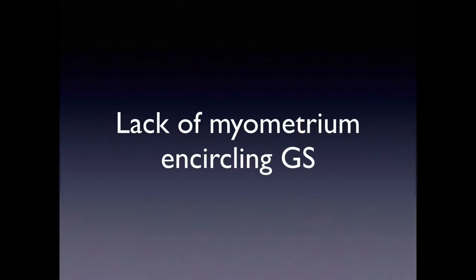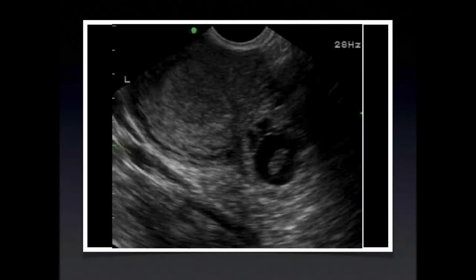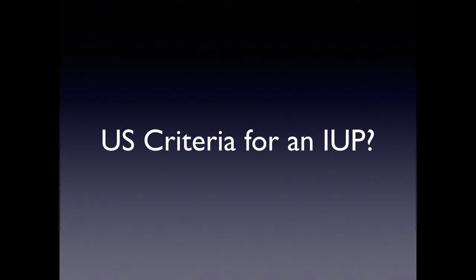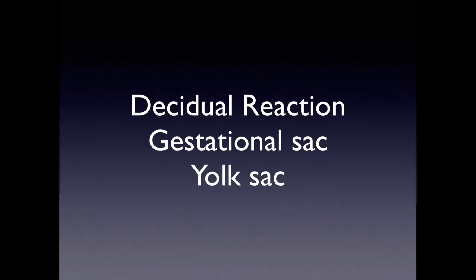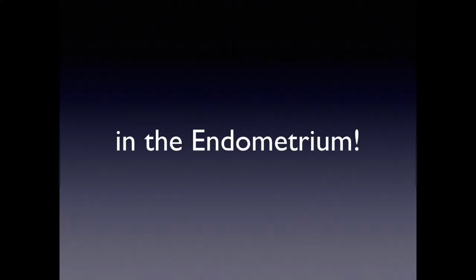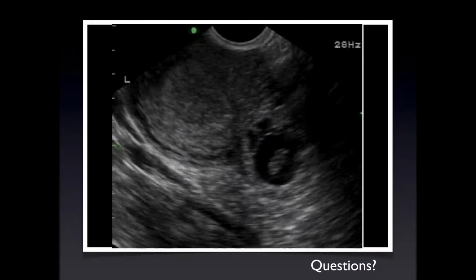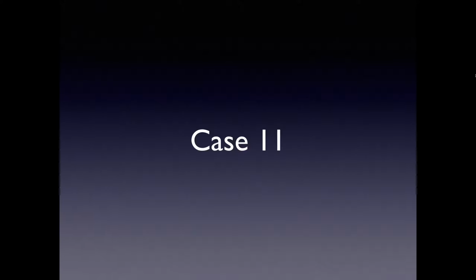We also have a lack of myometrium encircling the gestational sac. As you can see, the myometrium is over here, and there's almost no myometrium around the cornuate pregnancy. So ultrasound criteria for an IUP are decidual reaction, gestational sac, and yolk sac within the endometrium, not next to it. All right, next case. Case 11.